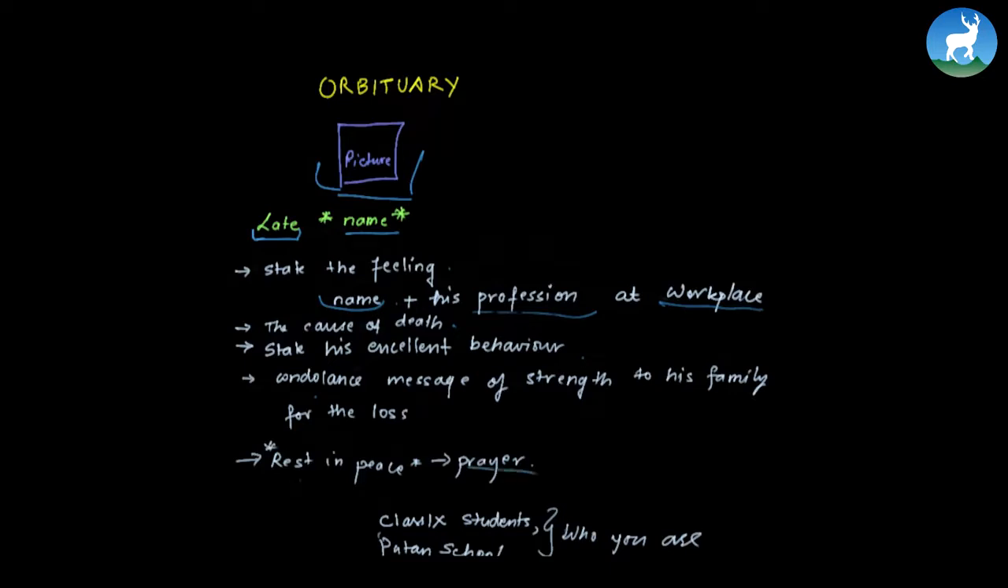Then you give a condolence message of strength to his family for the loss, saying that may his family have the strength to bear this loss. And then you just pray to God for his soul to rest in peace. This is a simple prayer. Then you finally write who you are, the person who is publishing this obituary. So let's look at an example.